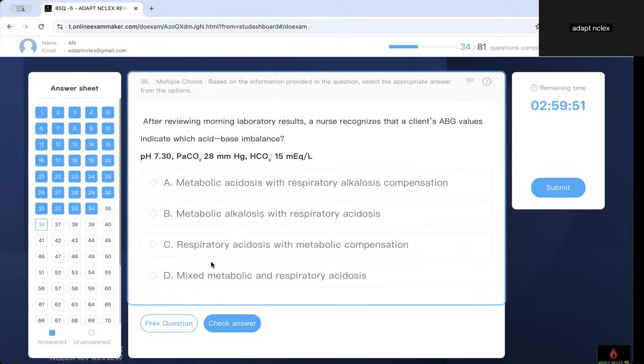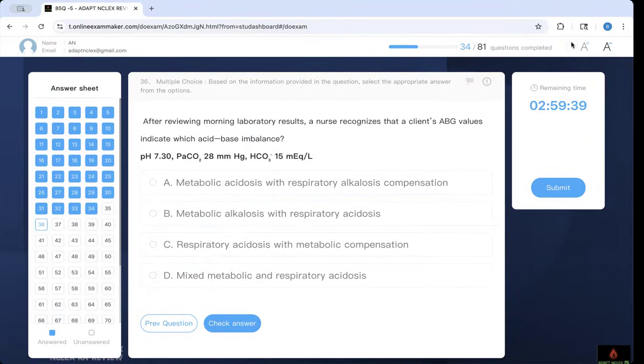Number 36. After reviewing morning laboratory results, a nurse recognized that a client's ABG indicates which acid-base imbalance. What do you think? We have a pH of 7.3, PCO2 28, and bicarb of 15. Is this metabolic acidosis with respiratory alkalosis compensation? Is this metabolic alkalosis with respiratory acidosis? Is this respiratory acidosis and metabolic compensation? Is this mixed metabolic and respiratory acidosis?